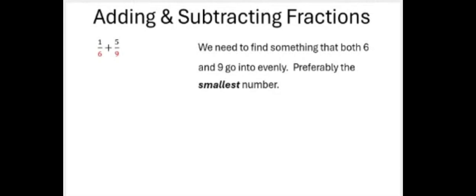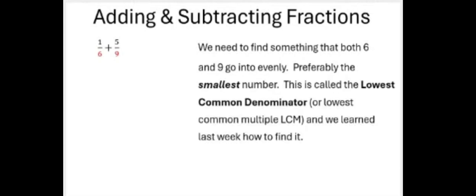So here's where we come back to that whole lowest common multiple thing. In this case, it's literally the same thing, but we call it the lowest common denominator because we're talking about two denominators of fractions. There's a lot of words here: LCM, lowest common denominator. It's as simple as this. We want the smallest number that 6 and 9 both go into so that we can convert these fractions to things that can be added.